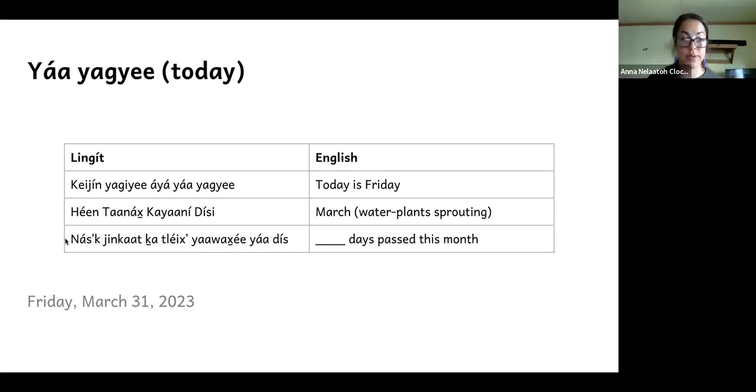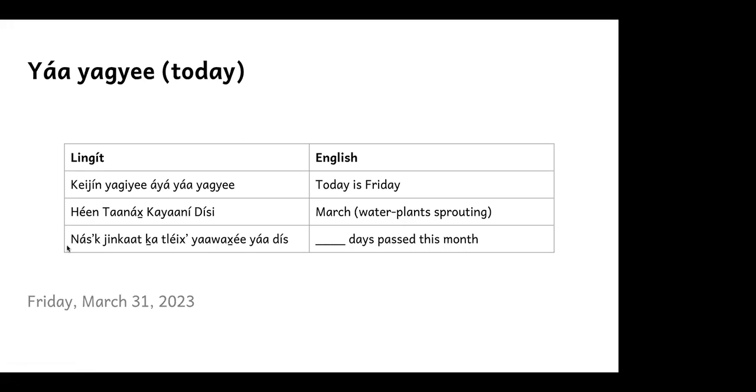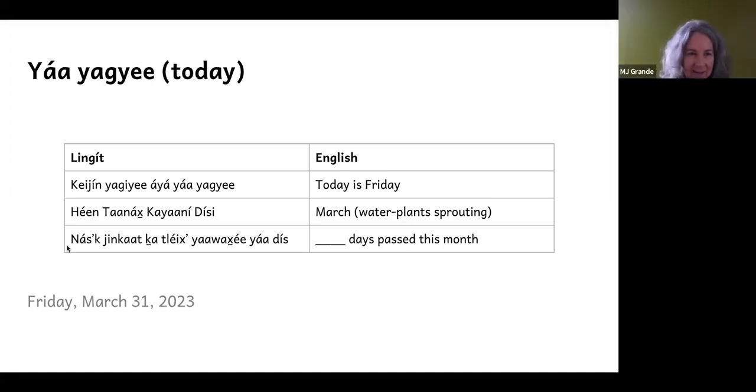Now, the way that I counted the days in this example was I said there's three tens and one. So that's why we have Nusk Jin Kat Katleik. So repeat that after me. And now the whole line.